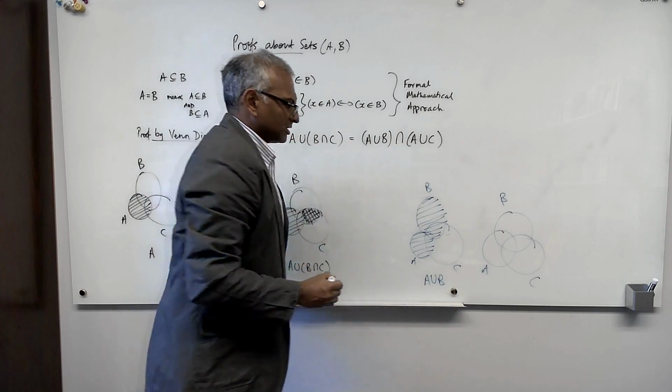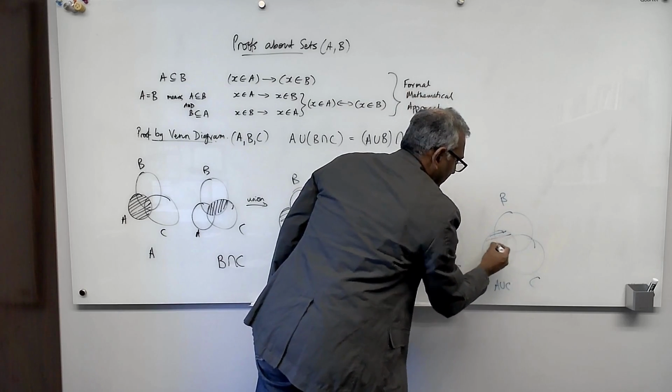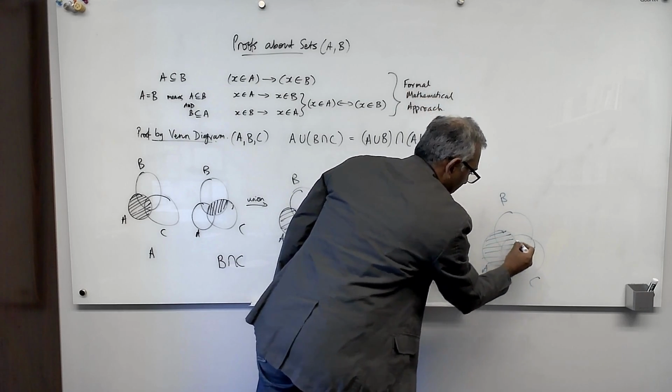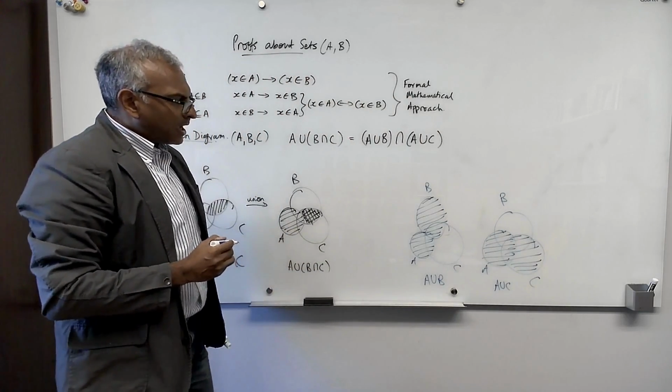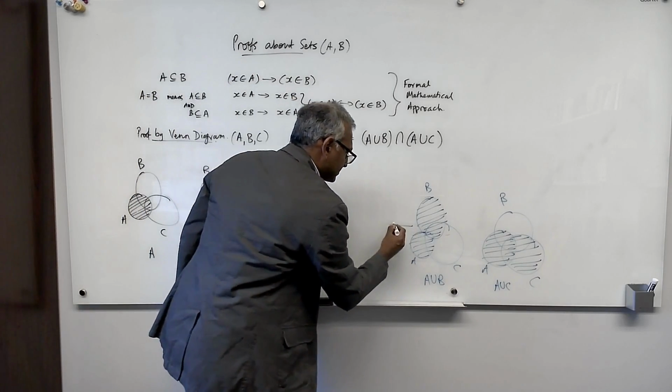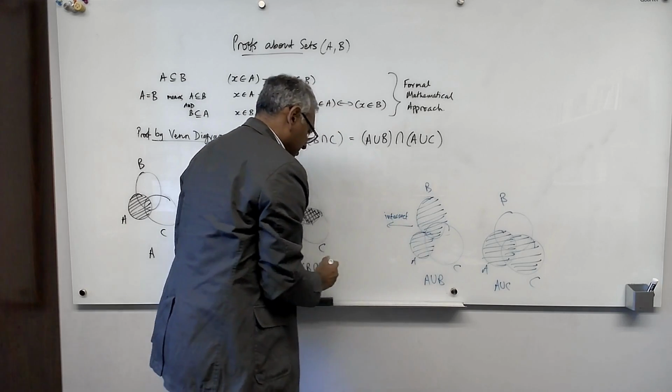Okay, now what's A union C? So A union C is what's in A and C combined. Anything that's in A or C. That's this region. Okay. Now, I want to intersect. That's what this says, intersect. Okay, so what do I get?